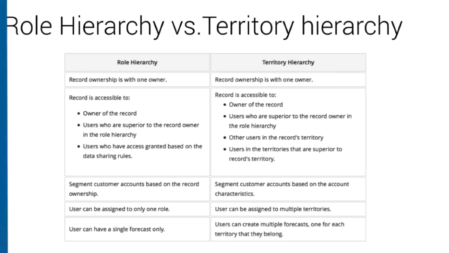One of the deficiencies of role hierarchy is you cannot assign records to sales reps based on some rules. Whereas in territory hierarchy, you can define rules by geography, by industry, or anything, and automatically records are assigned to territories and individual users. In role hierarchy, you can only have one single forecast, but if you implement territory management, you can have multiple forecasts.